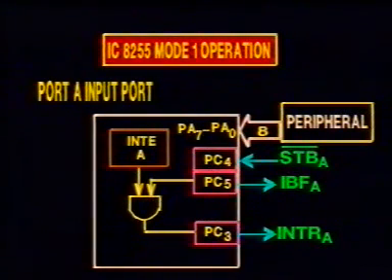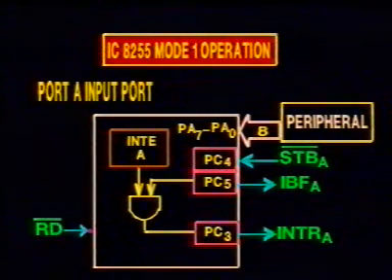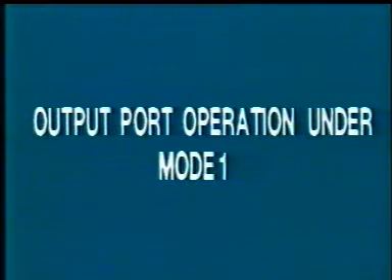This interrupt can be made to interrupt the CPU so that the CPU reads the data by placing a low on the read bar signal. The read bar signal resets the interrupt and input buffer full signals. Now the 8255 is ready to read another byte of data. So that was input operation under mode 1. Now let us learn output port operation under mode 1.